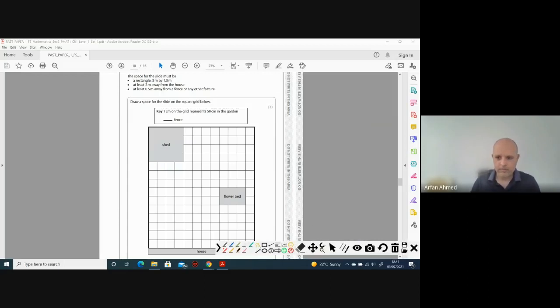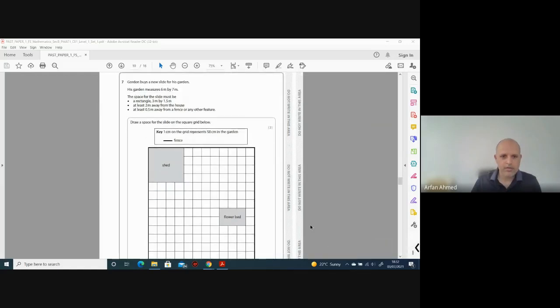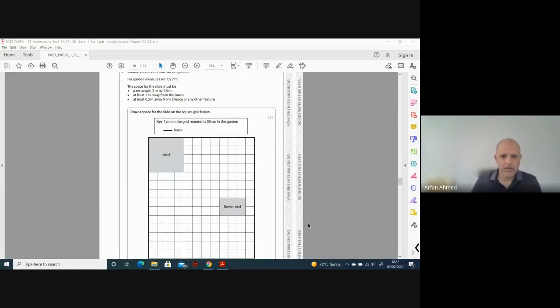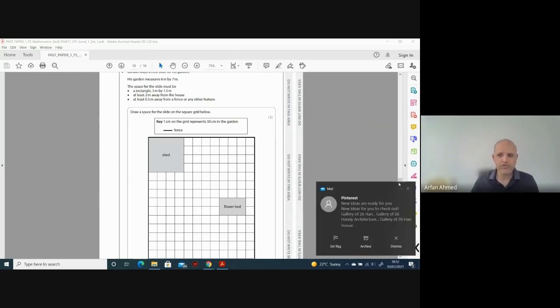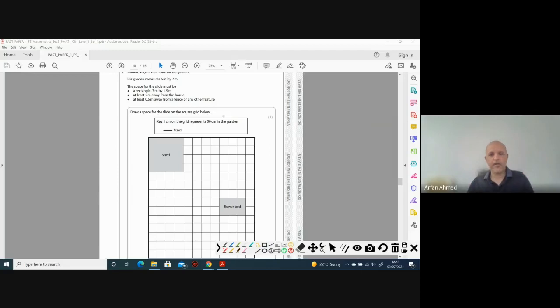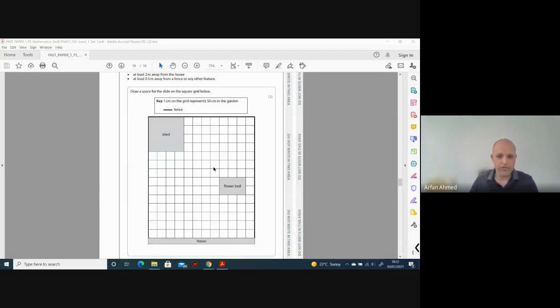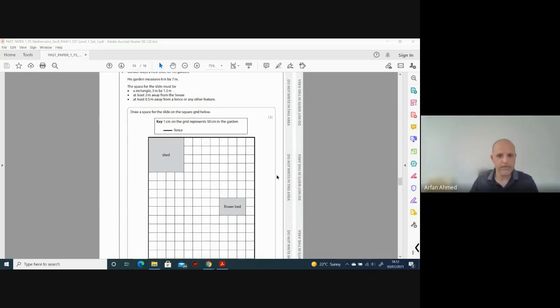Let me just change the thickness of that because it's a little bit too thick. Let me just see. Garden measures 6 meters by 7 meters. All right, we can see that. Rectangle. So how many squares do we need for these? The space for the slide is a rectangle, so we're going to have to draw a rectangle on here somewhere. I'm pretty sure there'll be loads of solutions for these. We just have to make sure we follow all these rules.